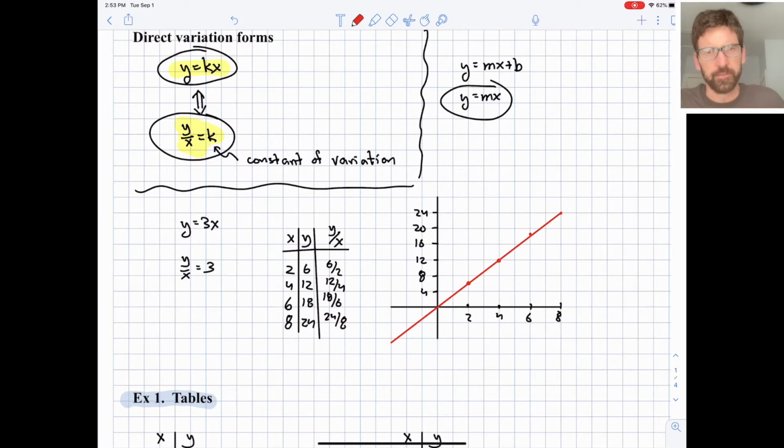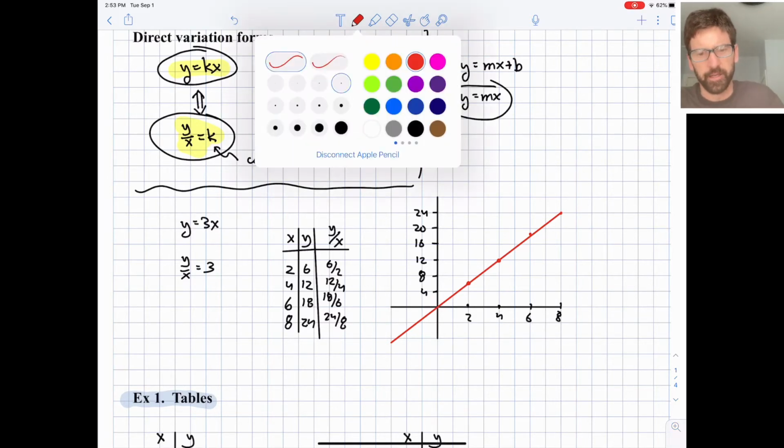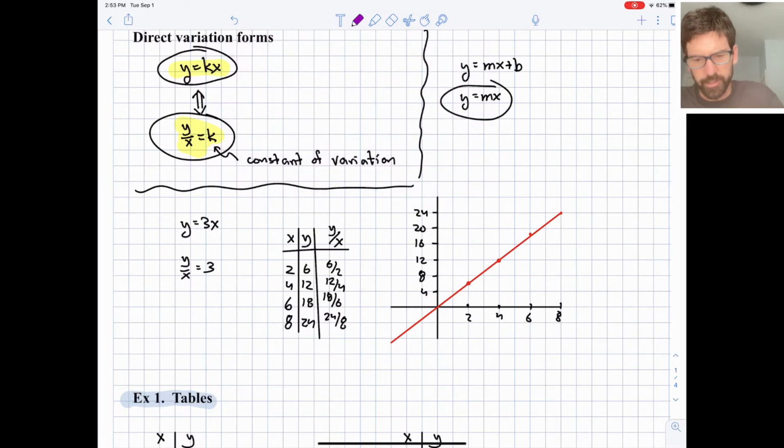We can see that we have a straight line. It has a y-intercept of 0 and it has a slope of 3. This slope here would be up 6 and over 2, so the slope would be 3. That's our k value, our constant of variation. But most important, I think, is that we have a y-intercept of 0.